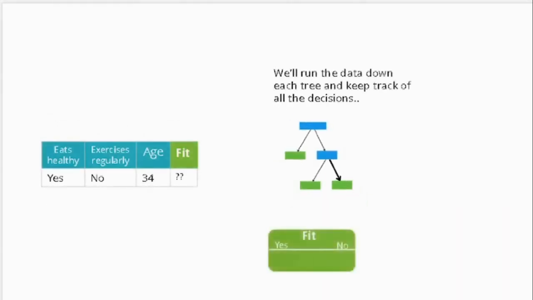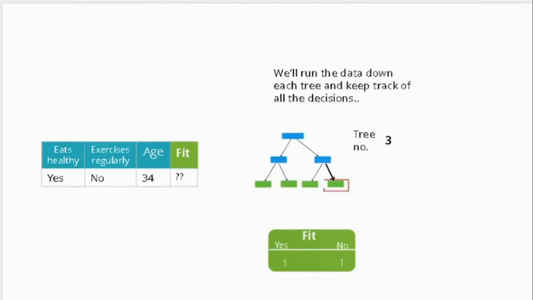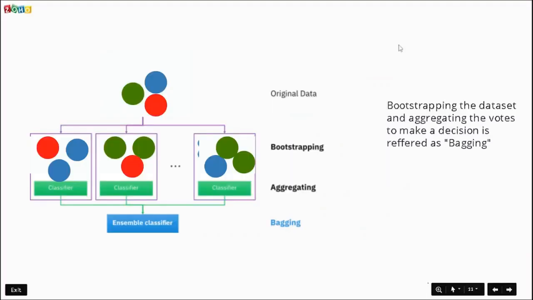So here tree number 1 says no. We will count that in. Tree number 2 says yes. We will count that in as well. Tree number 3 says no. So we will count that under the no column. And so on. After running the data through hundreds of trees, we will take a majority vote to arrive at the final decision. So the class no gets a majority of 68 votes. So we will conclude that this person is not fit. Bootstrapping the dataset and aggregating the votes to make a decision is referred to as bagging.